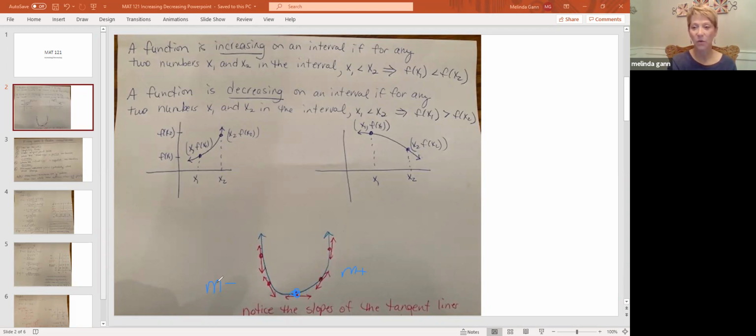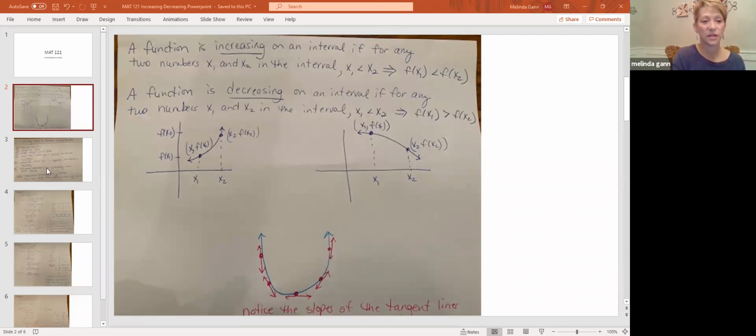So where the slopes of the tangent lines, in other words, where the derivatives are negative, your function is going to decrease. And where the slopes of your tangent lines, in other words, where your derivatives are positive, your function is going to increase. Okay, so what we're going to do next is write some steps down, and then we're going to work about 3 examples.